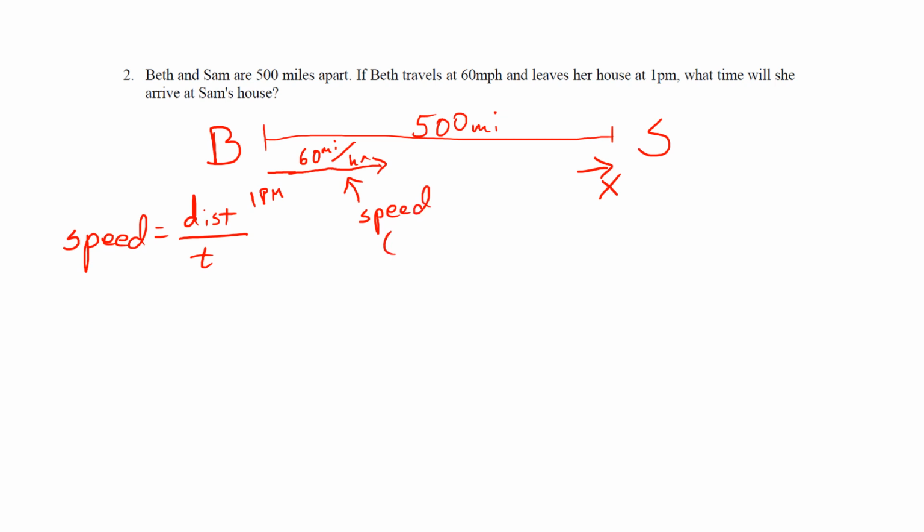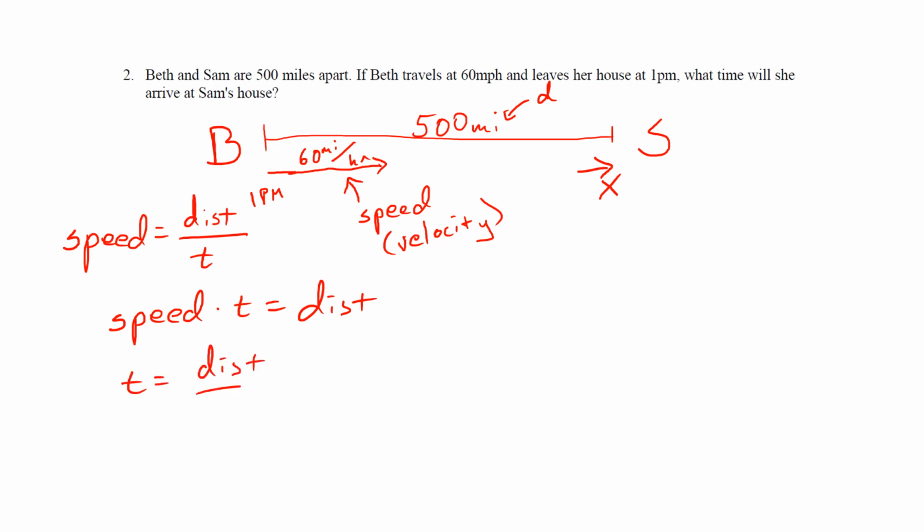We also call this a velocity in science, but in everyday life we call it speed. Here is our distance, and our t, that's how long it's going to take. So I can take speed times t equals distance, and then I can say that time equals distance over speed. I can now plug in those things, 500 miles, 60 miles per hour. Notice the miles will cancel out, and I'll be left with hours.